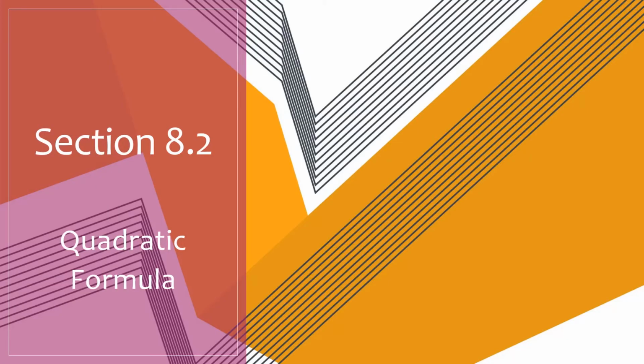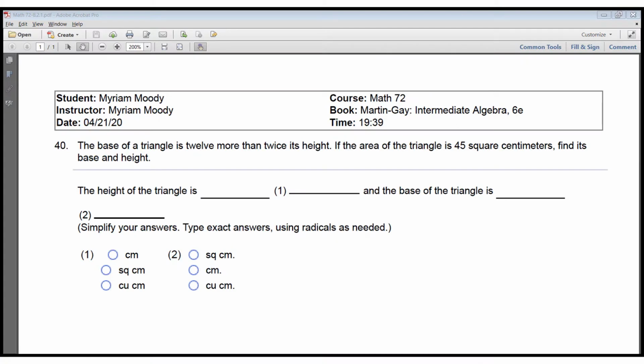Okay, so let's talk about some applications of the quadratic formula. So let's take a look at this. It says the base of a triangle is 12 more than twice its height. If the area of the triangle is 45 square centimeters, find its base and find its height. So I don't know about you, but this looks like a geometry problem. Why? Because I'm dealing with a triangle and it talked about the area of the triangle. So what do you think is the first thing you should do? Yeah, I suggest drawing it.